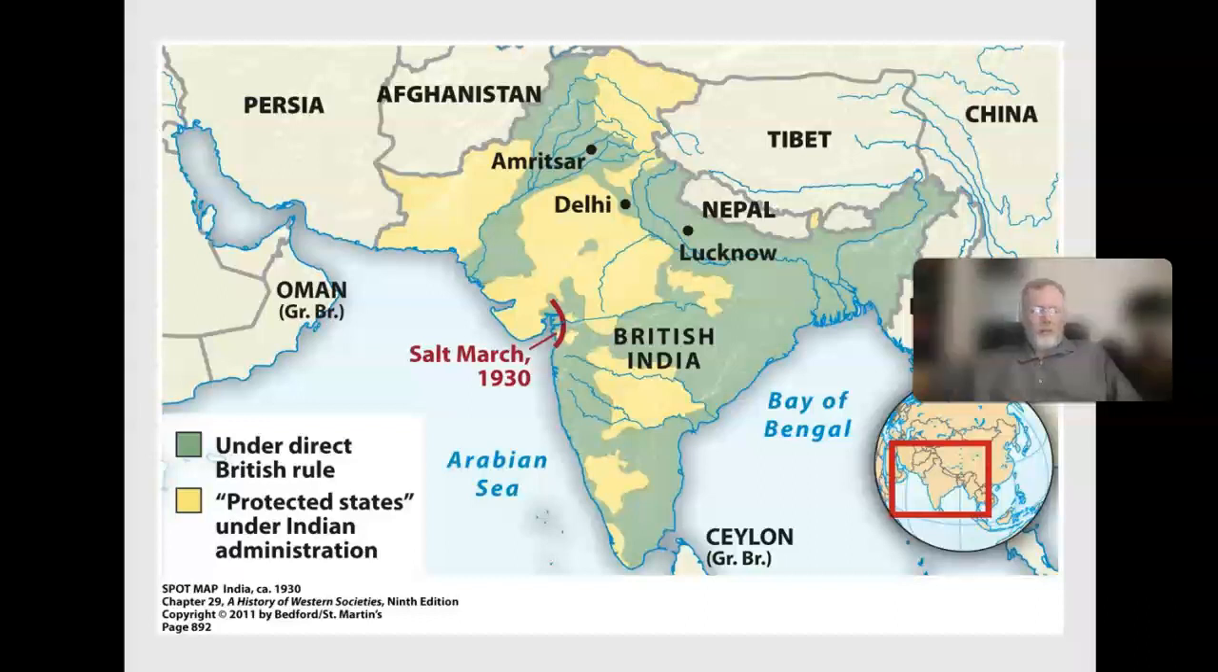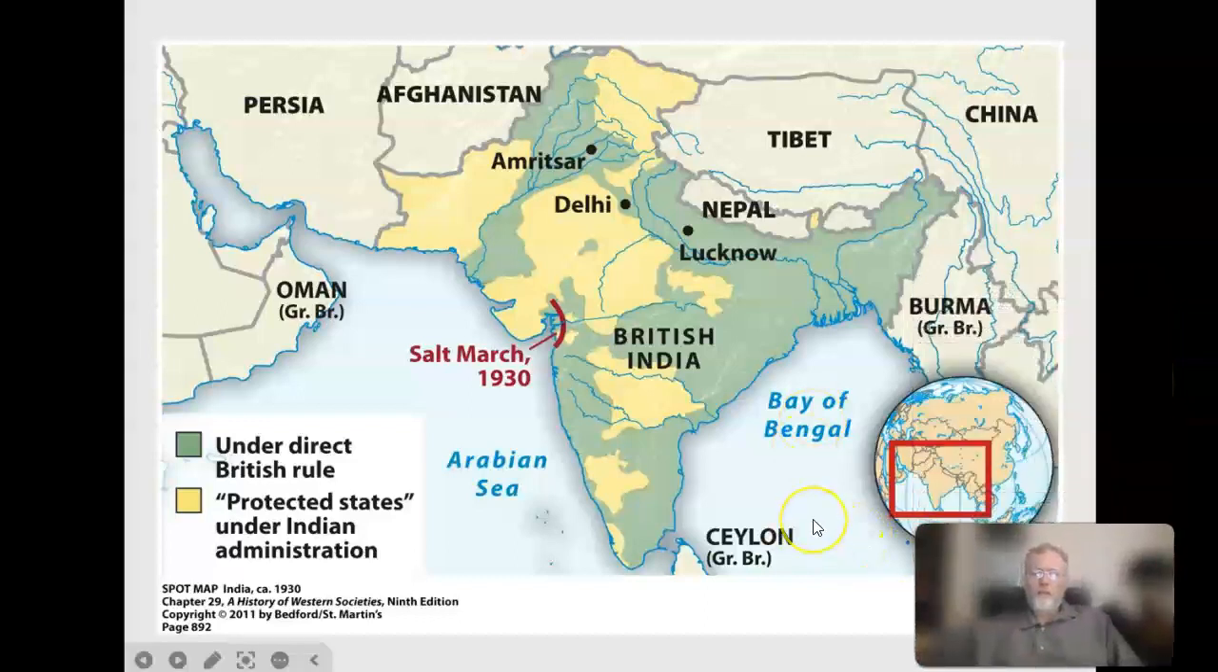I did not talk about the Salt March. I'm not going to mention that. You can look that up if you're interested in that. British rule, protected states under Indian administration, partial self-rule. There's the Amritsar massacre, the Sikh massacre there. I don't think there's anything else I want to say off of this.